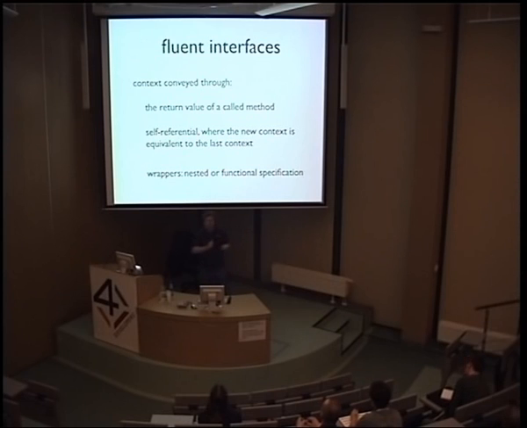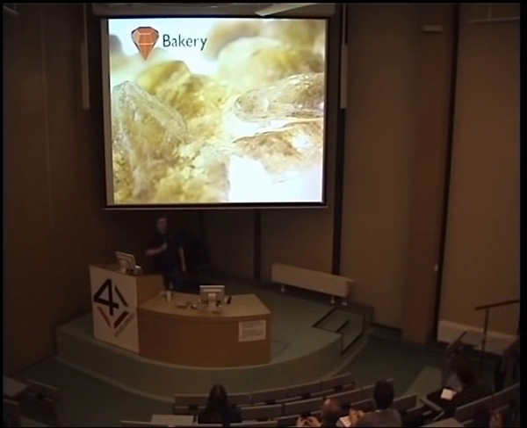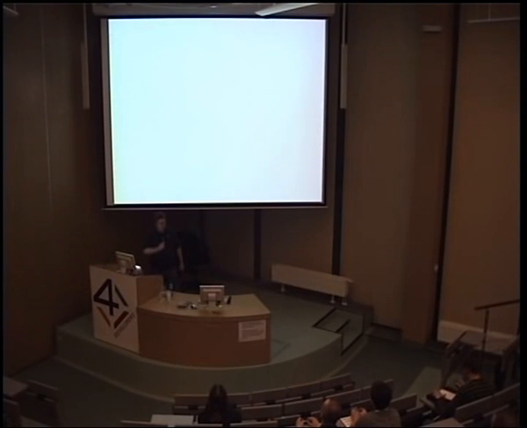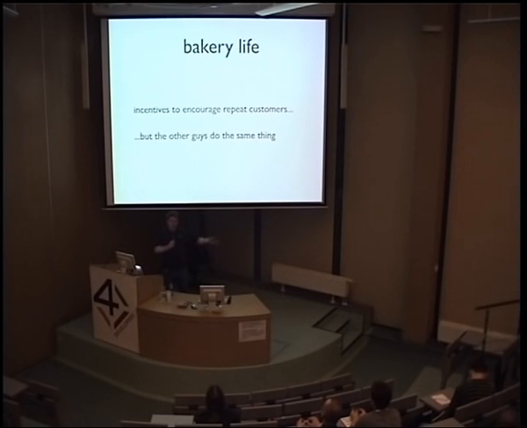But I need some sort of problem context to talk about this in, and I'm going to do it in the context of the Ruby bakery. So in the Ruby bakery, competition is really tough, because there's a Java bakery right across the street, and they give away free coffee with their bakery stuff, because it's the Java bakery. And so you want to have in your bakery incentives to encourage repeat customers. But the problem is the guys across the street do the exact same thing, because everybody's competing for who's selling day-old bread at their bakery.